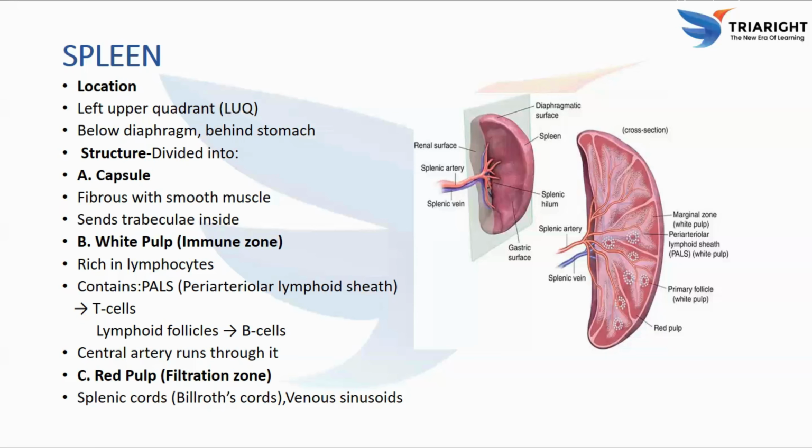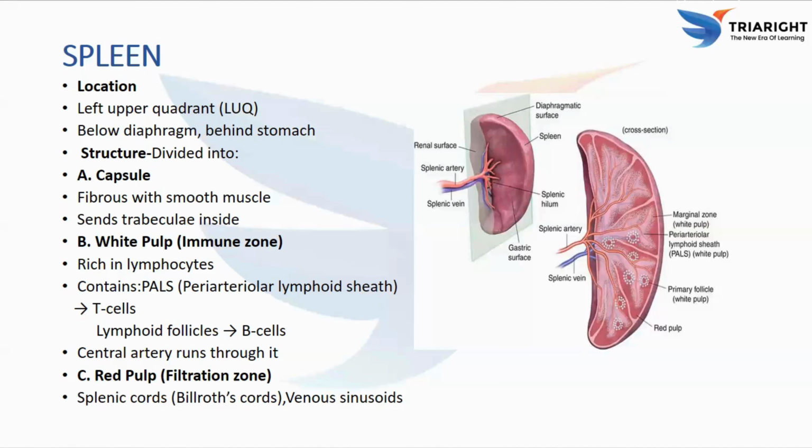Next is red pulp, which is called the filtration zone. This is the blood filtering part of the spleen. What are the components of the red pulp? Splenic cords, which are called Billroth's cords. These are a network of reticular fibers, filled with macrophages, RBCs, platelets and plasma cells. It also consists of the venous sinusoids. Venous sinusoids are large vascular channels.